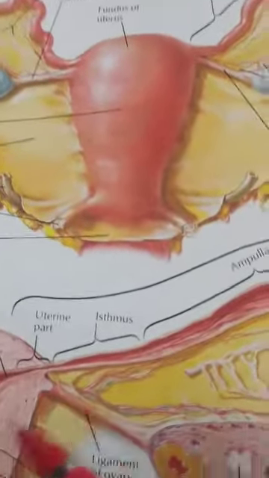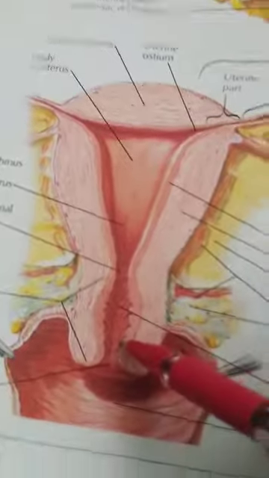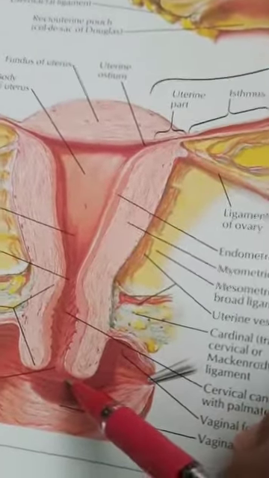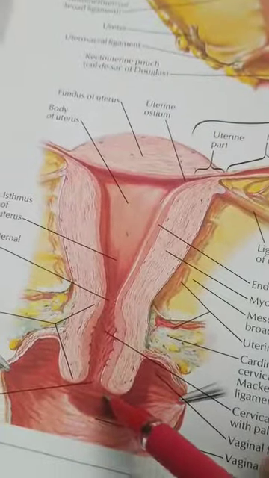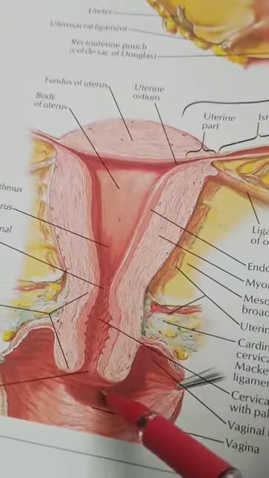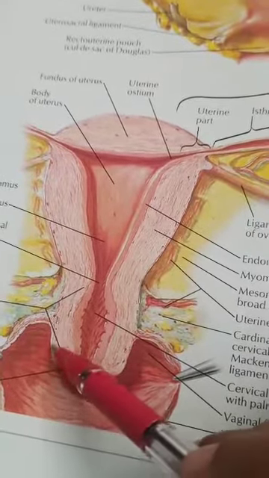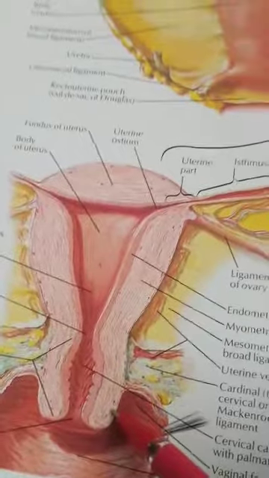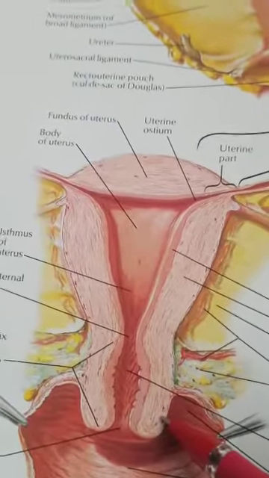Then the vaginal part of the cervix. This vaginal part of the cervix projects into the anterior wall of the vagina, and the space between it and the vaginal wall is called the vaginal fornix. This is known as the vaginal fornix, this portion. The space between the vagina and the cervix is known as the vaginal fornix.